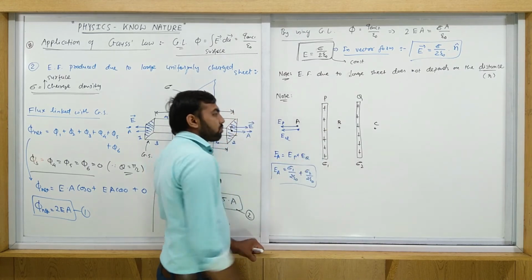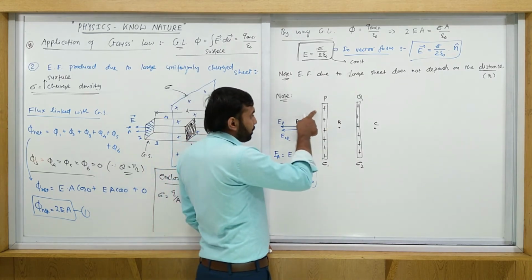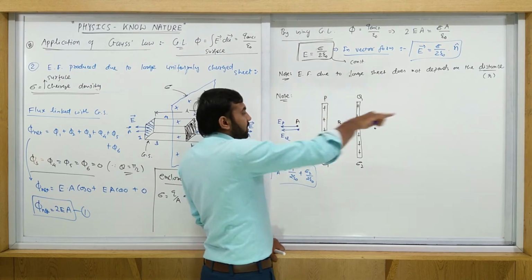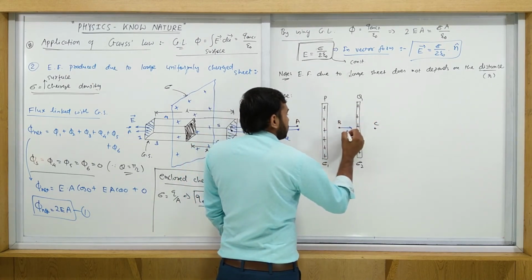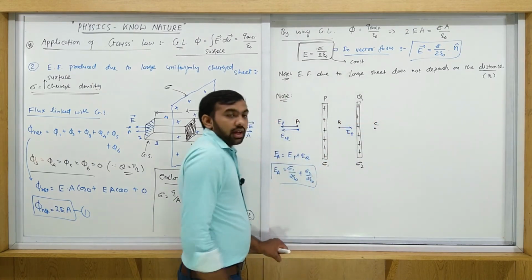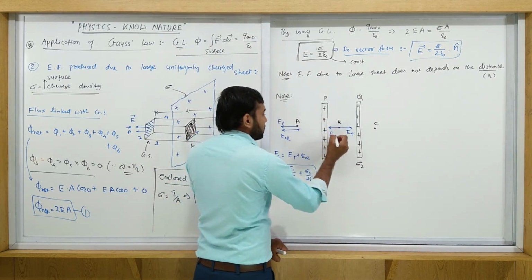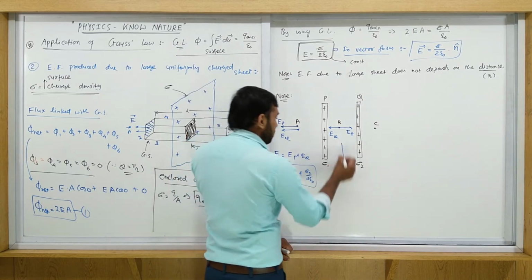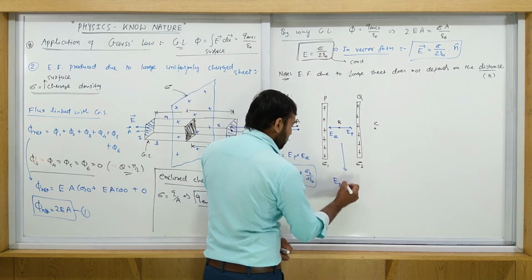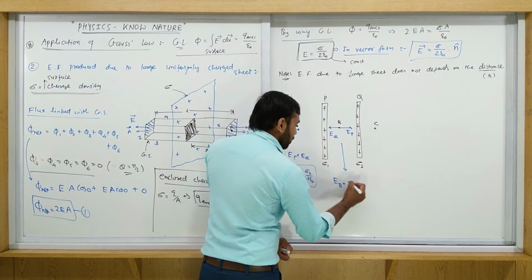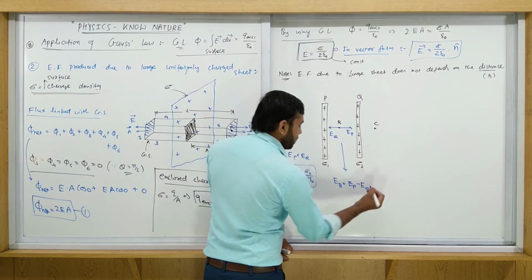Similarly, if you consider point B, then the electric field due to P is away from the sheet, in this direction. So that is EP. And due to Q, it's in this direction. So at point B, that is EQ. So what is EB? If you want to find EB, they are in opposite directions, so we have to do EP minus EQ.